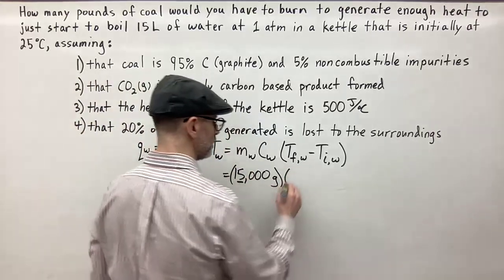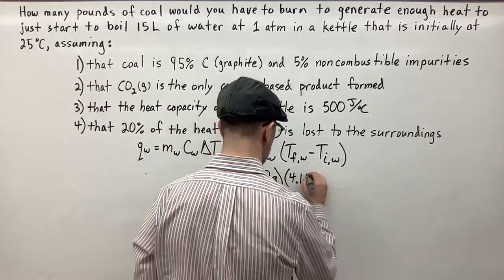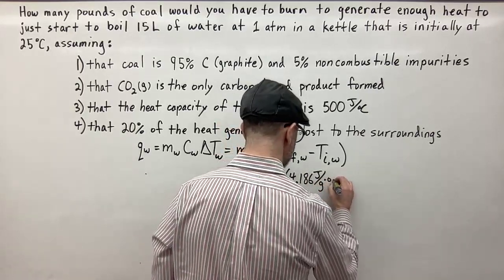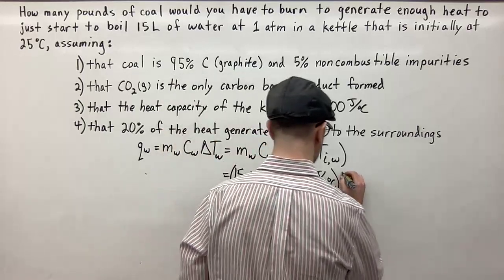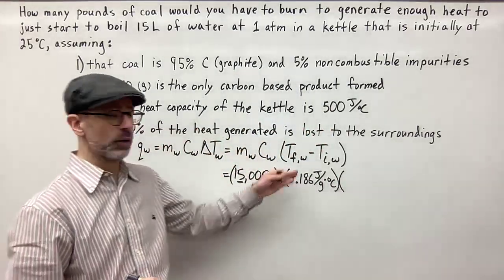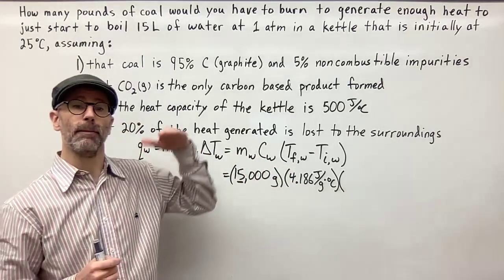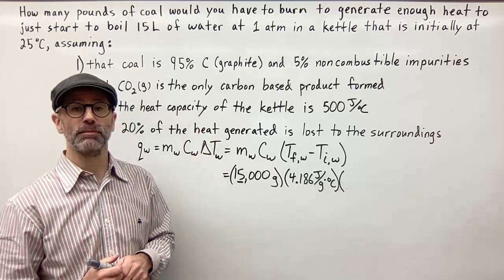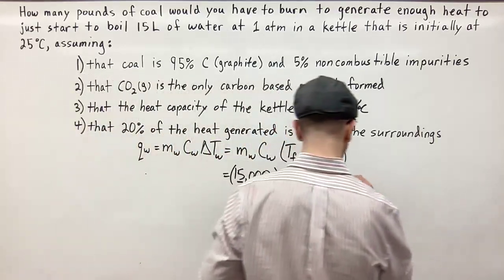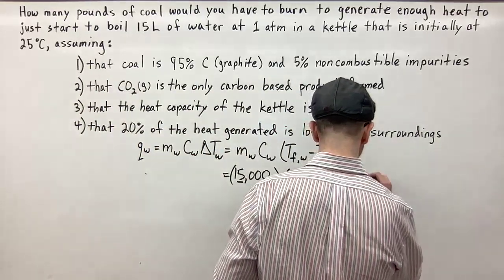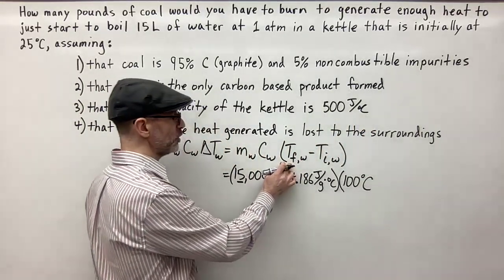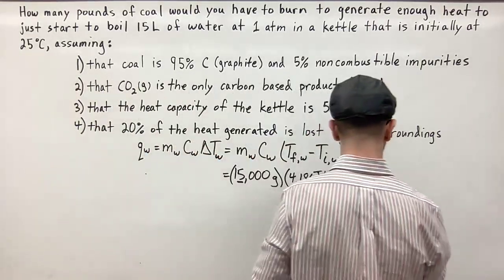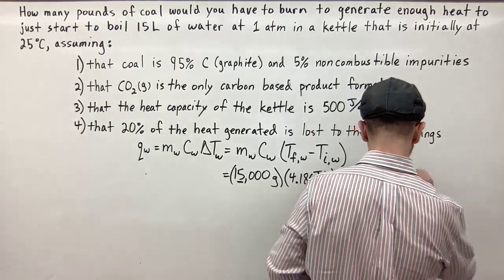So we're going to multiply this by the specific heat of water, which is 4.186 joules per gram per degree Celsius, multiplied by the final temperature, which we want to get it to boiling. So 100 degrees is when water boils at 1 atmosphere of pressure. So that's going to be 100 degrees Celsius for the final temperature, and the initial temperature we're given is 25 degrees Celsius. So minus 25 degrees Celsius.